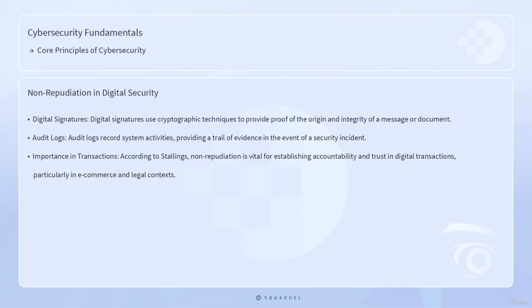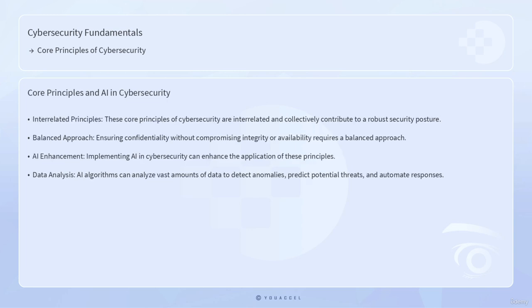According to Stallings, non-repudiation is vital for establishing accountability and trust in digital transactions, particularly in e-commerce and legal contexts. These core principles of cybersecurity are interrelated and collectively contribute to a robust security posture. For instance, ensuring confidentiality without compromising integrity or availability requires a balanced approach.